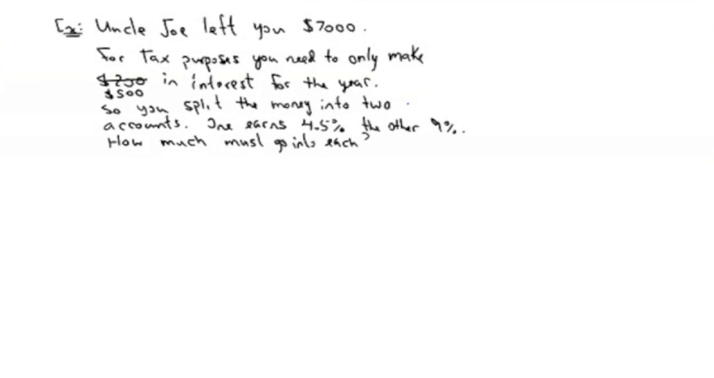Wordy word problem. Uncle Joe left you $7,000. For tax purposes, you need to only make $500 in interest for the year. So you split the money into two accounts. One earns 4.5% interest and the other 9% interest.